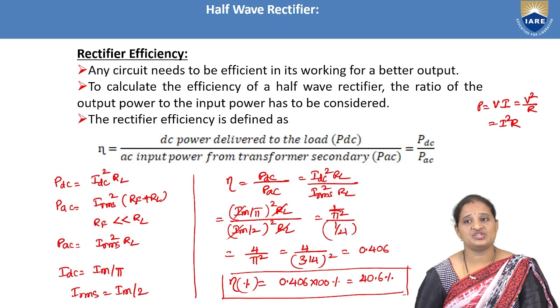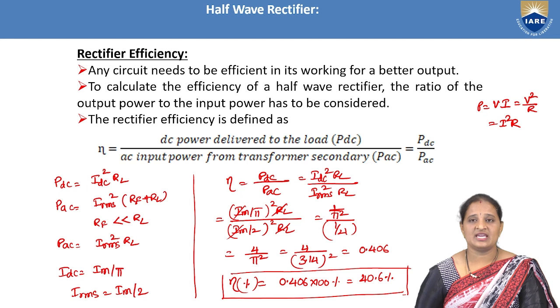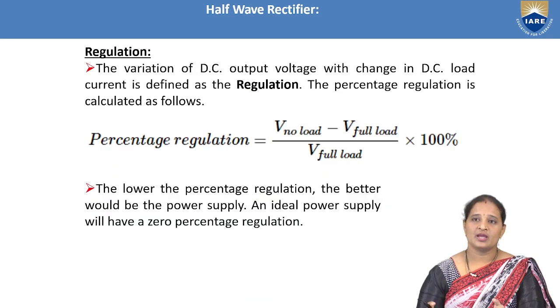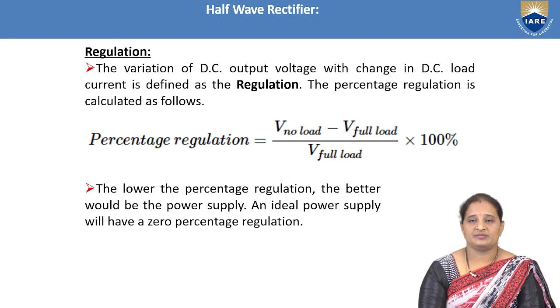And what about the efficiency? Efficiency must be very high, but it is very low in the case of the half wave rectifier. We can say that these two are the drawbacks. The ripple factor is high, which indicates that a large amount of AC components is present in the DC output, whereas efficiency is less. That means in the given AC input power, only 40.6% is converted into a DC component. Now the next factor is regulation.